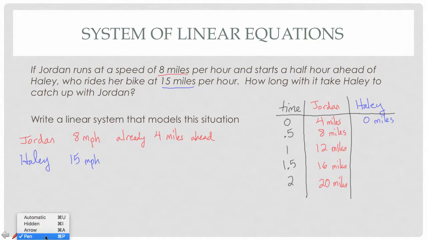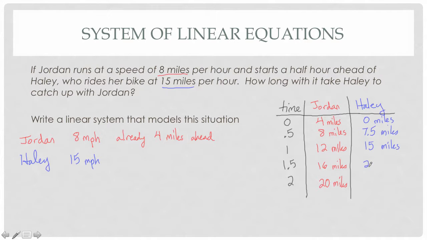All right, now let's keep track of Haley. She's going faster, so she might catch up pretty quick, right? If she's going 15 miles per hour, in half an hour she's going to be at 7.5 miles. After 1 hour, she's going to be at 15 miles. She goes 15 miles per hour, right? Whoop, look at that. She's already caught up with Jordan. She's pretty fast. We can keep going if we want to.